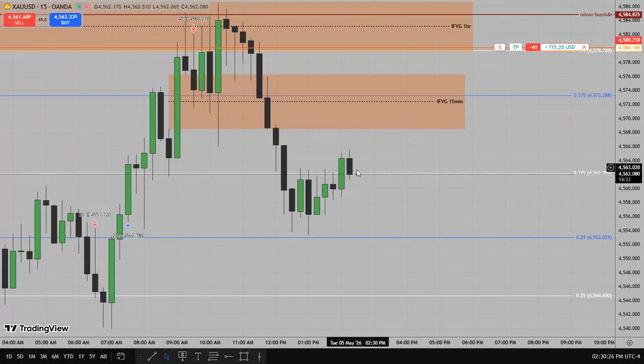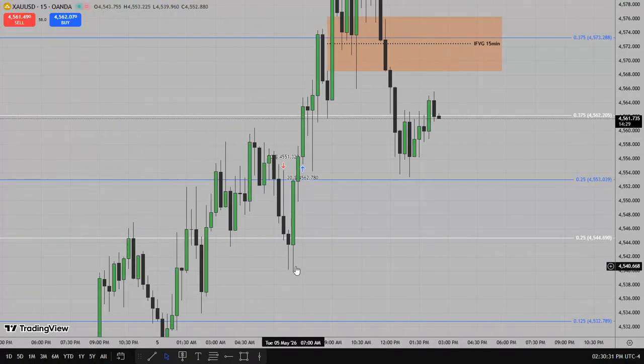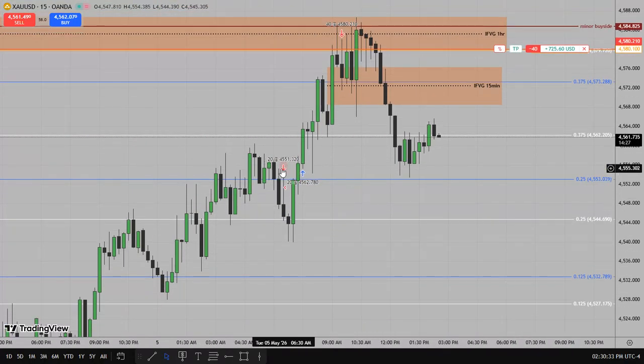So I'm looking at that level there. I got stopped out earlier. I was trying to show here.